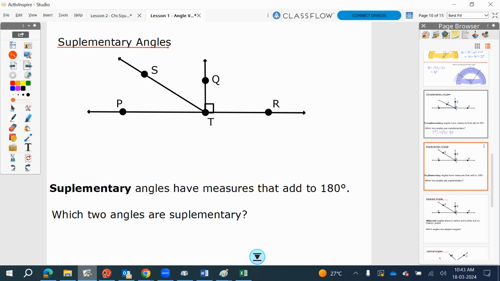Which two angles are supplementary? It's QTR and PTQ. Is there another pair? Could it be more than two? PTS and STR. These are both pairs of supplementary angles.